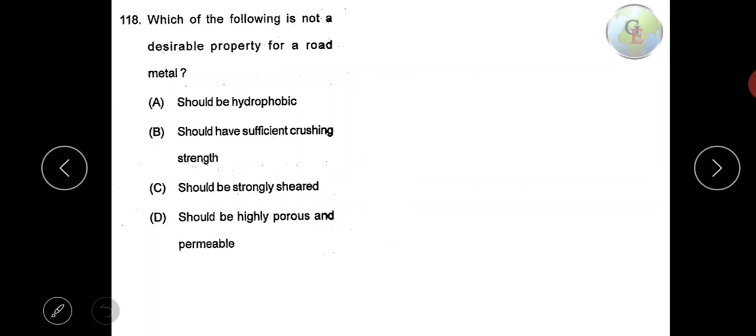Next question. Which of the following is not a desirable property for a road material, road metal? First option is should be hydrophobic. Next option is should have sufficient crushing strength. Next option is should be strongly sheared. Next option is should be highly porous and permeable. First option is should be highly hydrophobic. Hydrophobic means water cannot stick to the metal.